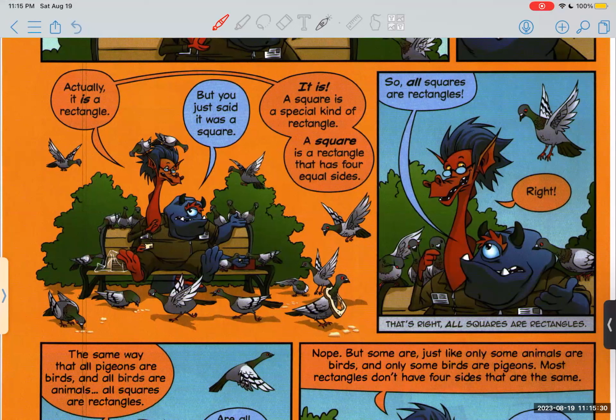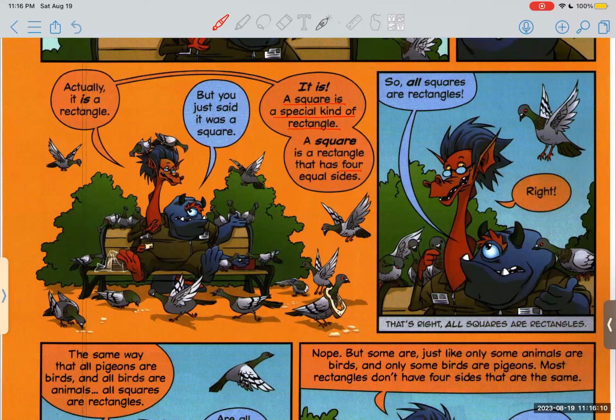Actually, it is a rectangle. So what we're talking about is what makes a square square. You can just turn your mic on and tell me, or we can just have a look at it together. Actually, it is a rectangle, but you just said it was a square. It is. A square is a special kind of rectangle. A square is a rectangle that has four equal sides.